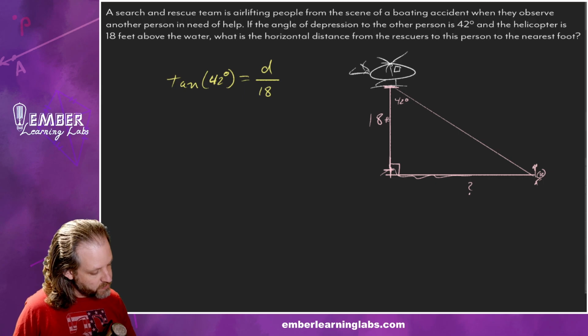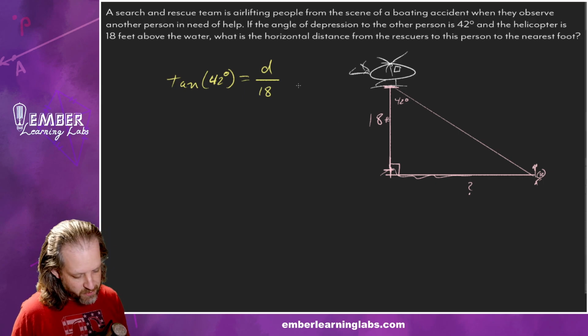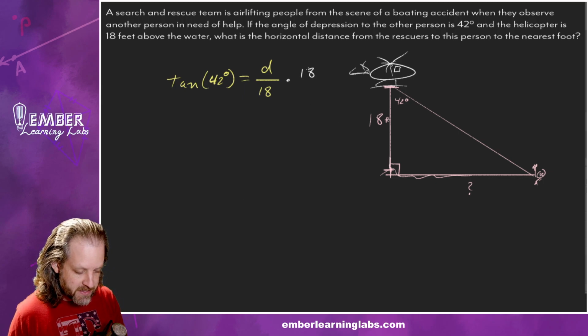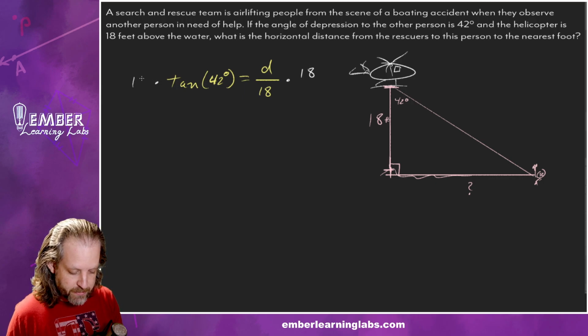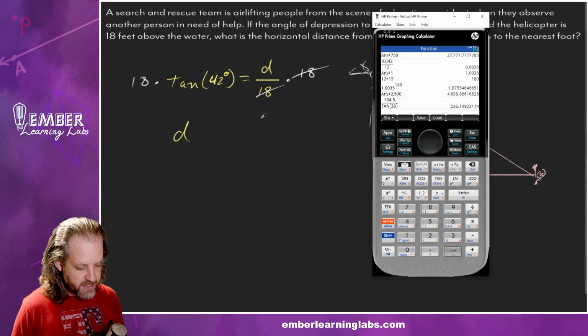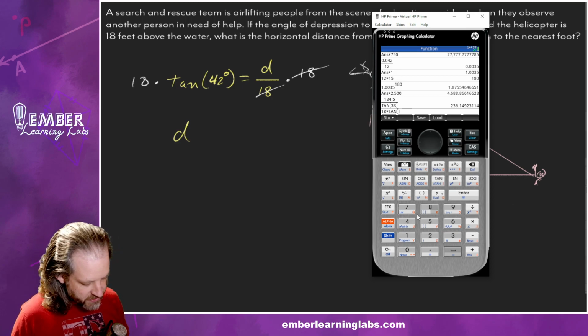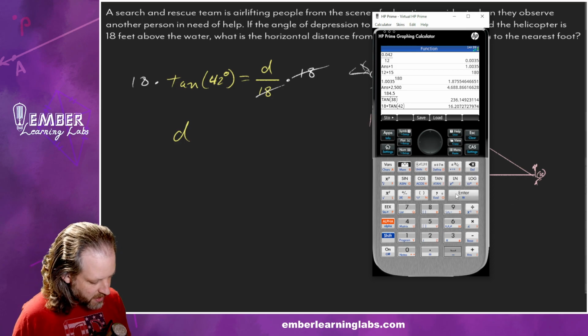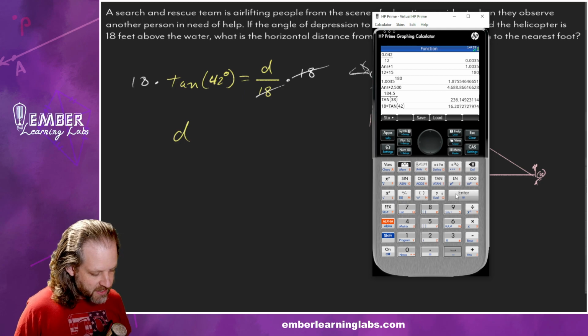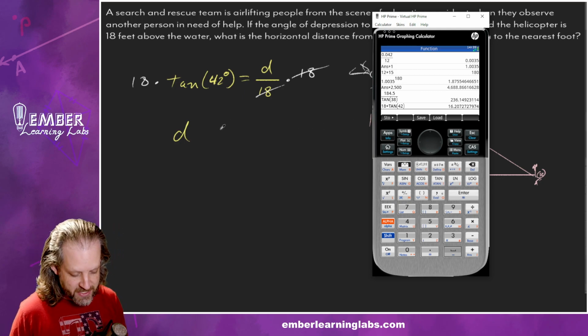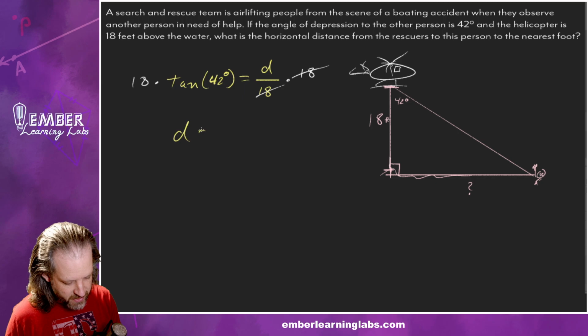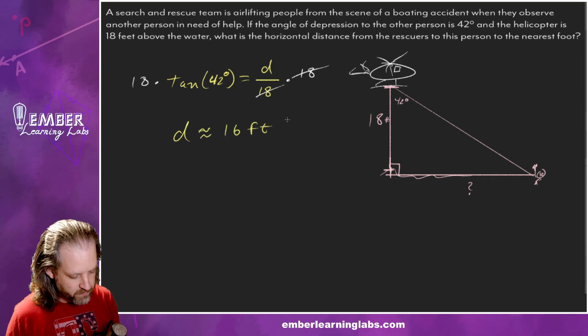Now, this one's even more simple and straightforward. Just multiply both sides by 18, and then we can pop that in the calculator. So the distance equals 18 times the tangent of 42. So 18 times the tangent of 42 equals 16, round to the nearest foot, so d is approximately equal to 16 feet.